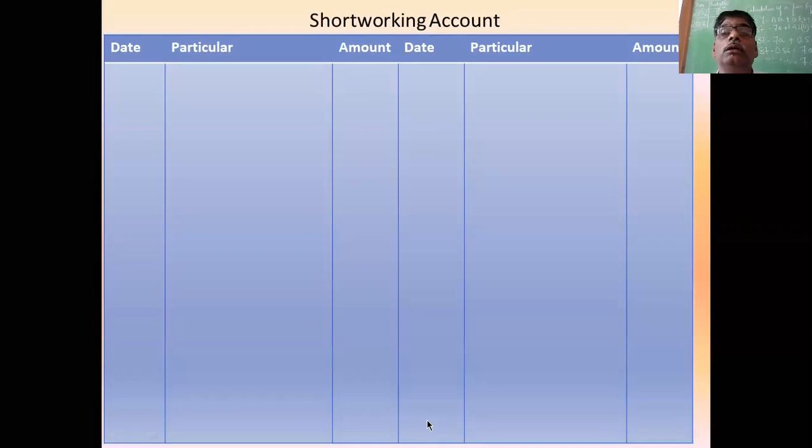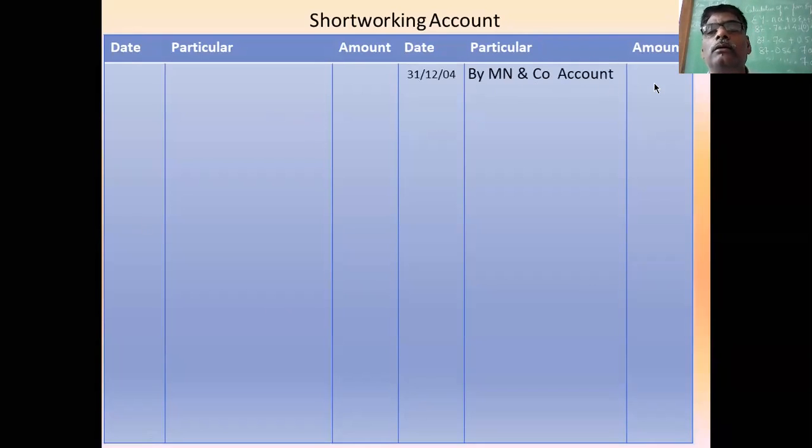Next, the short working account. In the short working account, this is also the same. Debit side items you write on the credit side, and credit side items on the debit side. And instead of the lessor, you write the lessee name. This much you remember. You write the original, you remember the original form. If they ask to prepare the accounts in the books of lessor, you have to modify the same account. Debit side items you write on the credit side. Credit side items you write on the debit side. And instead of the lessor name, you write the lessee name.